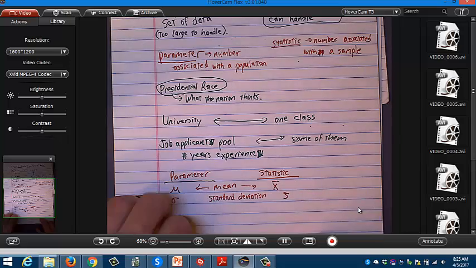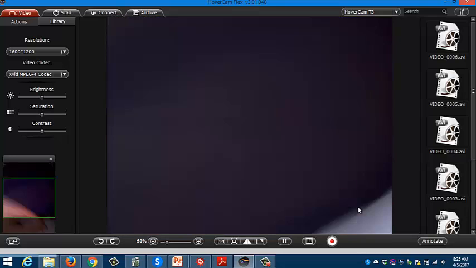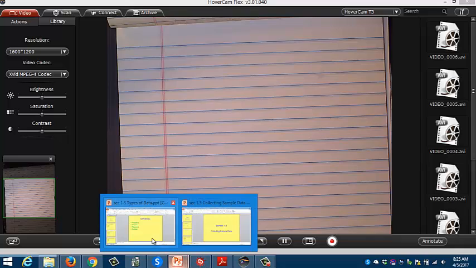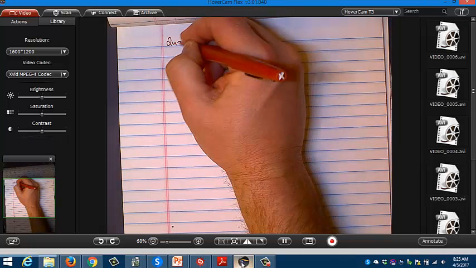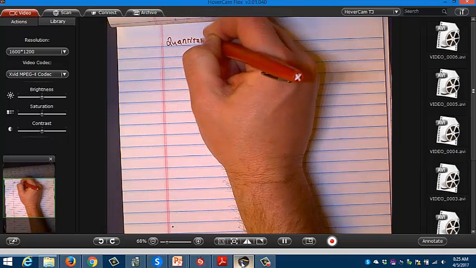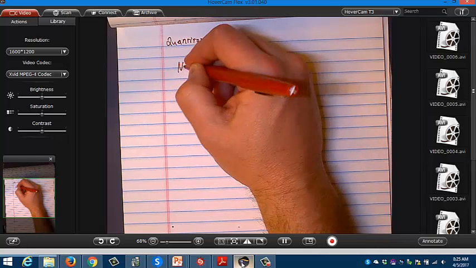So those are some key ideas from chapter 1. There's some other vocabulary that I need to get across when we're talking about types of data. Okay? And so one of the ideas is this. Quantitative versus categorical. So quantitative data, that's numbers.